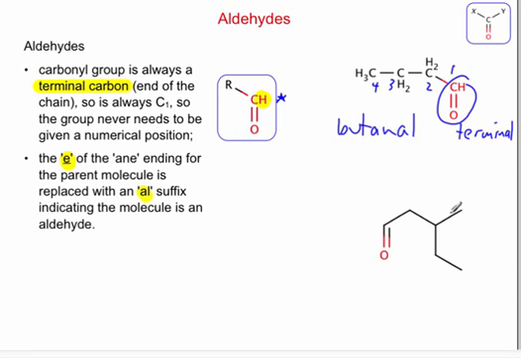And notice I do not have to indicate the position of that group because it's always going to be carbon 1. Here's another one. So there's my functional group, my aldehyde group, and that's carbon 1, 2, 3, 4, 5. So it's a pentanal, and on carbon 3 I have this methyl group, so it's going to be 3-methylpentanal. Notice I do not need a number for the aldehyde because it's always carbon 1.